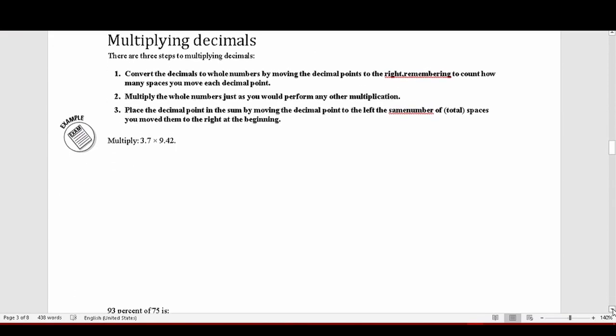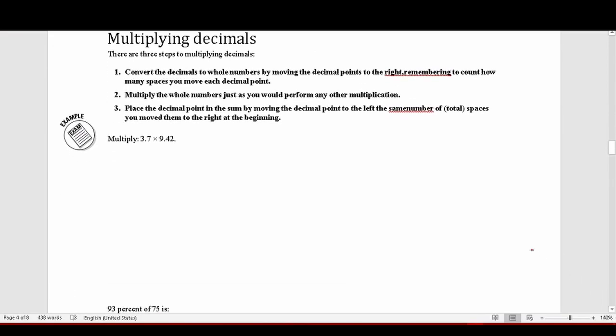Alright, now let's talk about multiplying decimals. Multiplying decimals is a little more tricky than adding decimals, in that what you do is you convert all the decimals to whole numbers, and then you simply add decimals back in at the end, which is what these three sentences say right here. Instead of reading those to you, let's go ahead and just do an example which I think will help the concept stick.